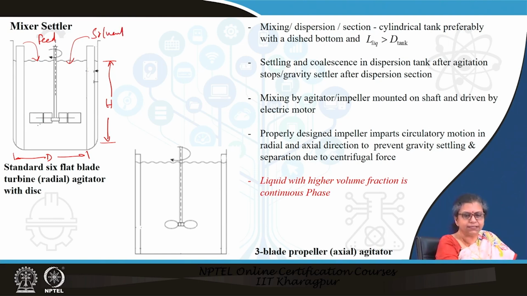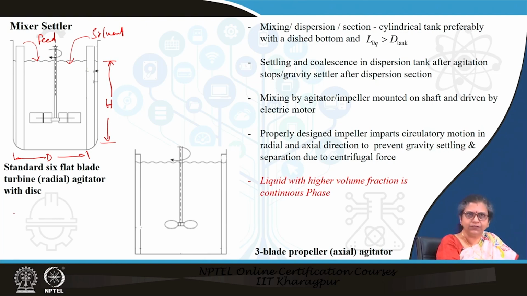This agitation takes place either by means of an impeller or a propeller, which is powered by an electric motor. After agitation, you have two phases, and usually one phase gets dispersed as droplets in the other phase. Generally we find that the liquid which has a lower volume fraction among the two forms the dispersed phase. If feed is in a lower proportion, that gets dispersed. If the solvent, which is generally the case, is in a lower proportion, then that gets dispersed.